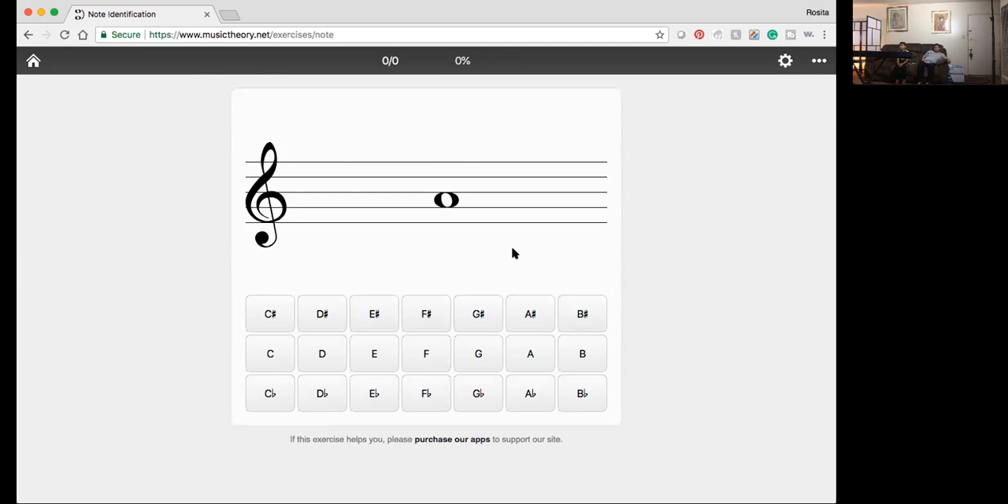So I have a question. If G o sol está en la segunda línea, that's this, ¿qué es la nota encima de esa línea? Este es el segundo espacio. No es H. Ah. Okay.